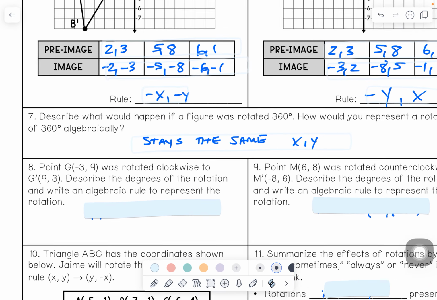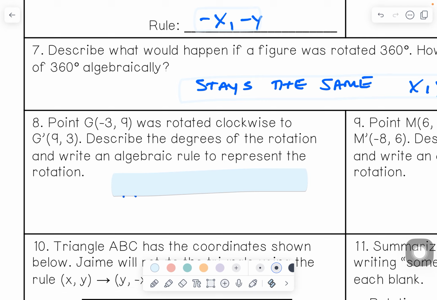Same thing over here, right? Give yourself a little coordinate plane. Write down where the original was. M is in the first quadrant. M prime ends up in the second quadrant. So this is a counterclockwise 90-degree rotation. So what happens to my angle, or my x, y values? My y flips and becomes negative, and my x stays the same.